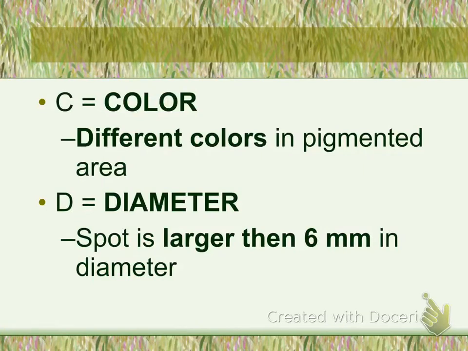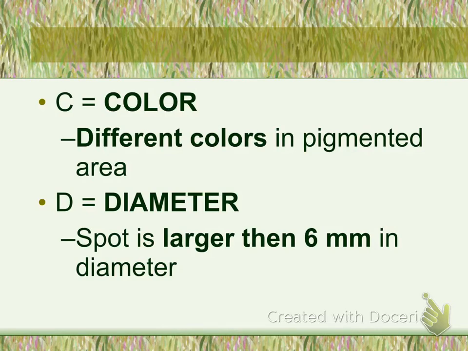The next letter is C, which stands for color. In a melanoma type of cancer or mole, you are looking for a variation in the color, which means that certain areas of the mole are going to be darker in pigment and the other areas will be lighter, whereas a regular non-melanoma mole might be one uniform color.